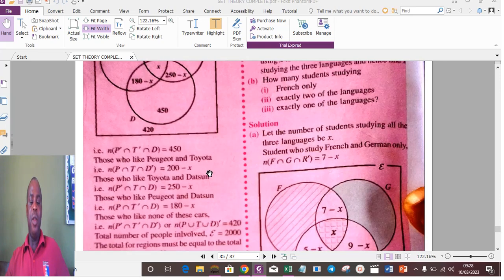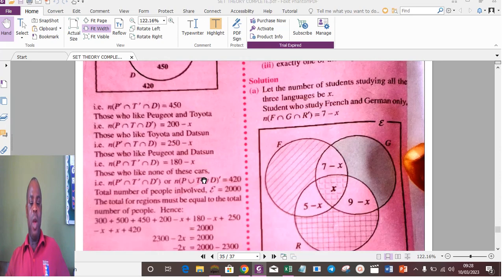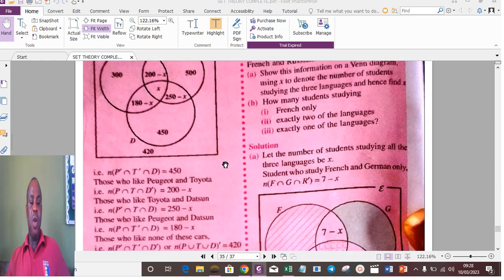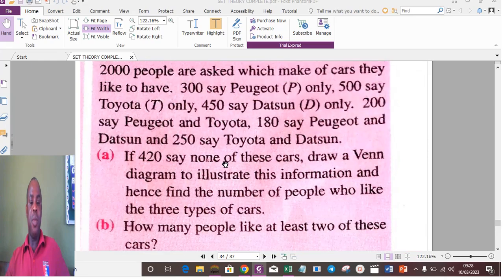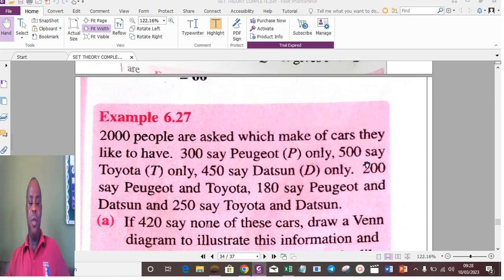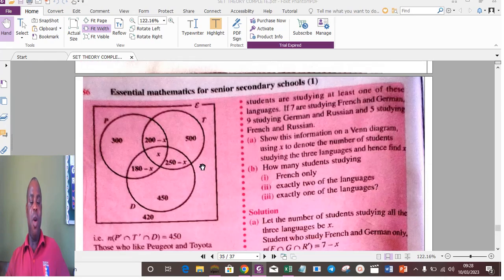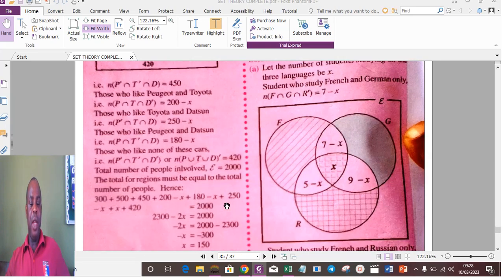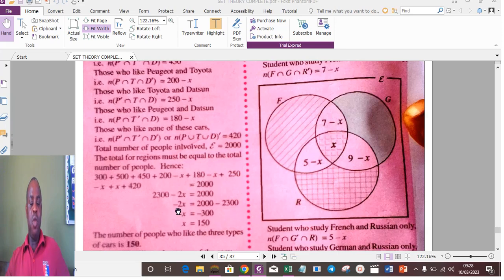So if you bring all of them together, we are going to get 2,000, because it says 2,000 people were asked the type of car they love. So you add everything, I mean all the things in this circle and this one here, add them together. If you add them together, you are going to get 2,300 minus 2S is equal to 2,000. So if you do your normal arithmetic, you get S is equal to 150.